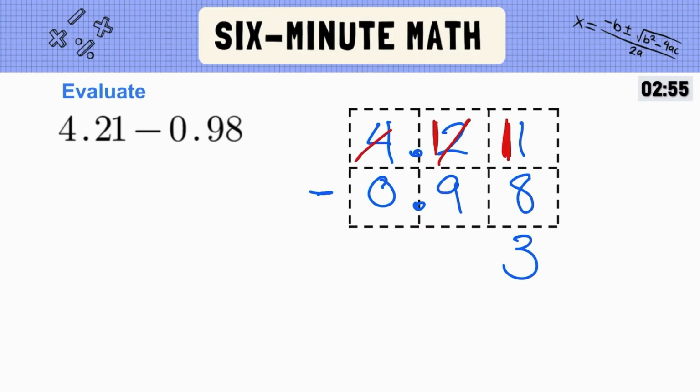Again, I cannot, so I'm going to borrow from that neighbor again. This will make it 11. 11 minus 9 is 2. And then my last one, 3 minus 0 is 3. And then that decimal will drop into position for a final answer of 3.23.